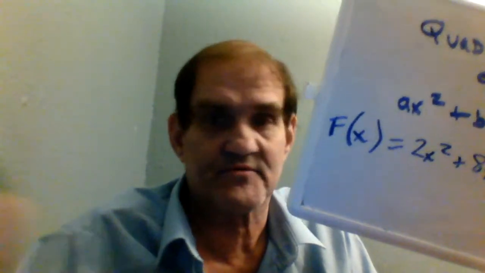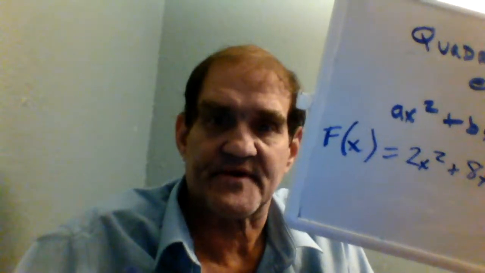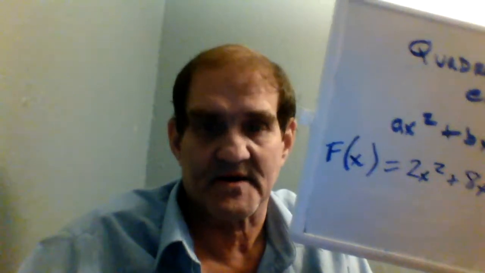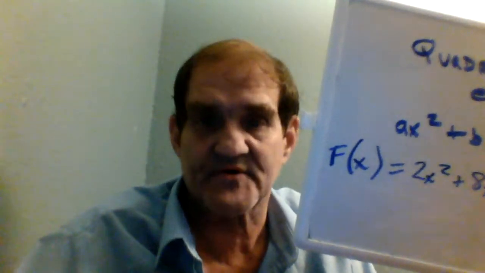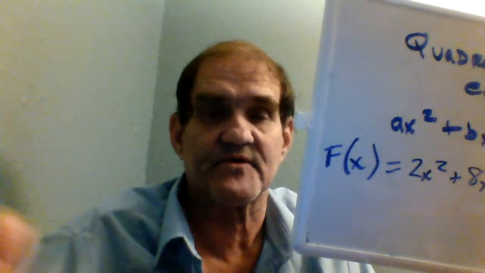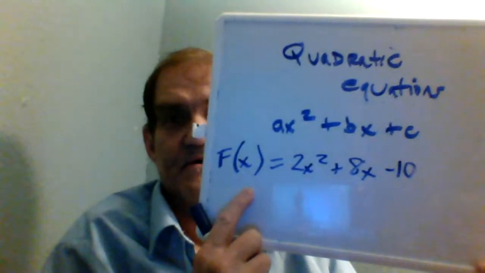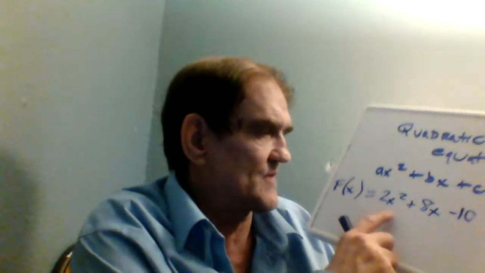F of x can be interchanged with y, and oftentimes the more and more math you're working with, the higher level math is usually working with functions. Functions translate to f of x. So you have f of x like that. So f of x is equal to 2x squared plus 8x minus 10.